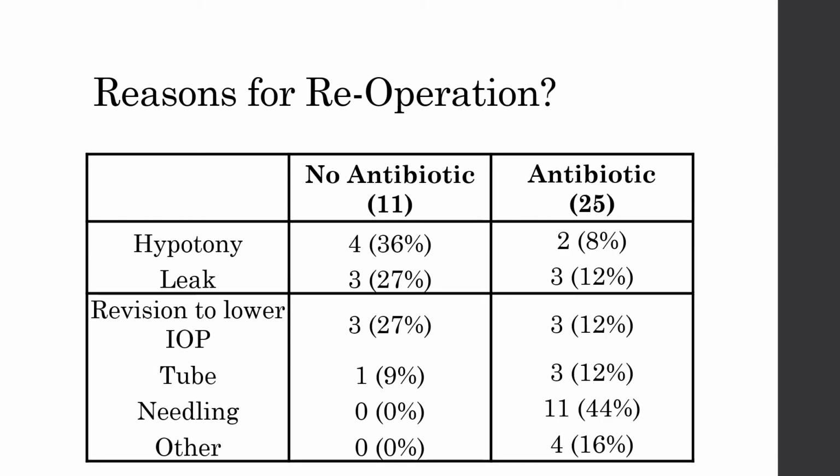However, when we look at the reasons for reoperation, they were actually different between the groups. For the no antibiotic group, over half of the reoperations were because of either hypotony or a leak, whereas in the antibiotic group, that only accounted for about 20% of the cases. You can see that over half the cases in the antibiotic group were actually to lower the IOP further, whether that was through needling, a tube, or revision of the bleb to lower the IOP.